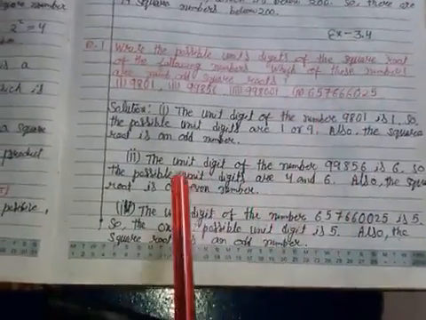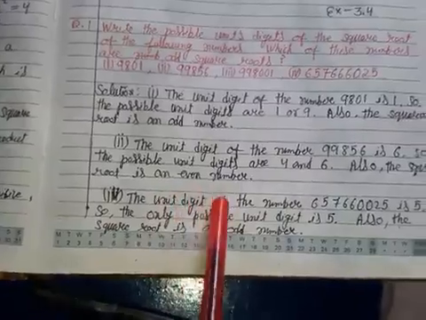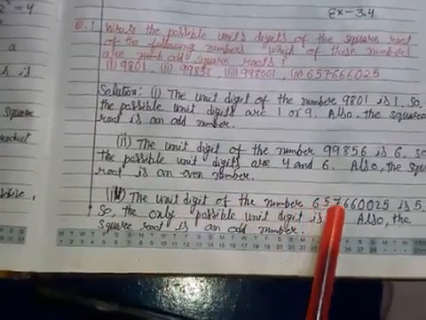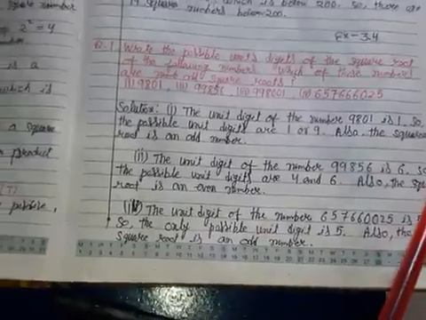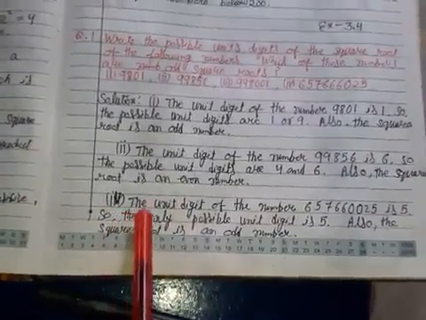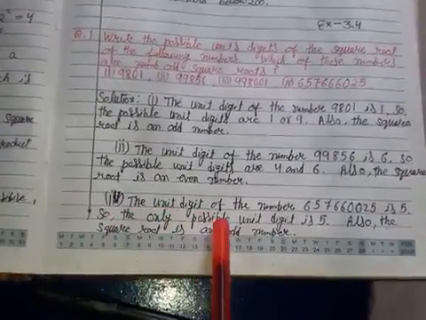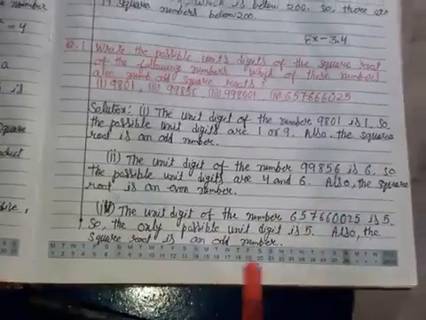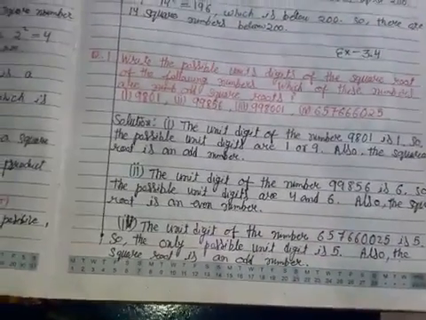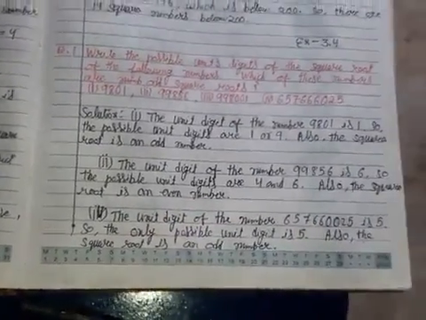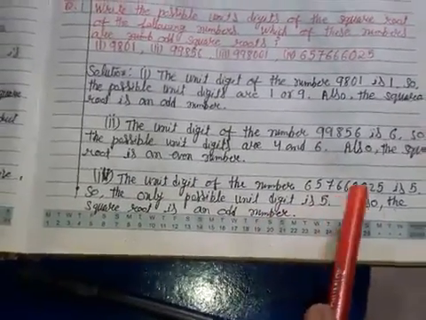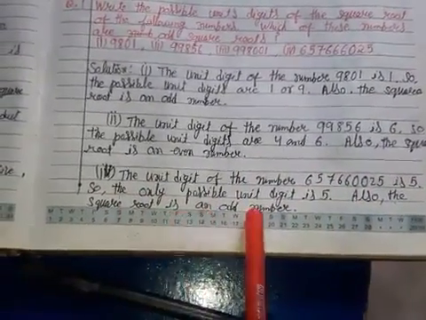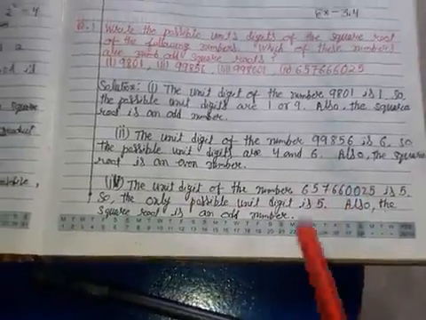Fourth question: the unit digit of the number 657660025 is 5, because the only possible unit digit is 5, since a number whose unit digit is 5 has a square whose unit digit is also 5. Also the square root is an odd number because 5 is an odd number.